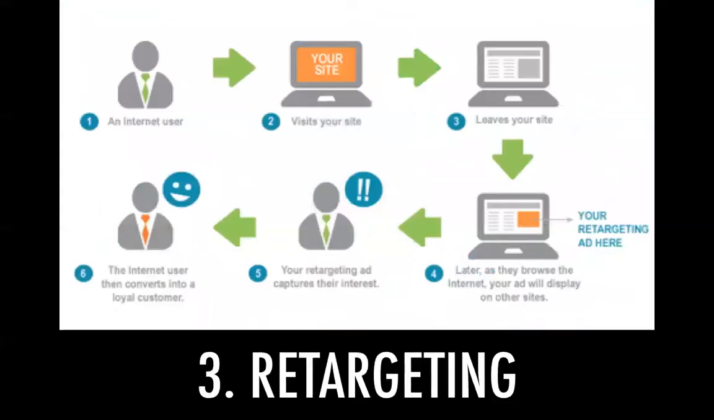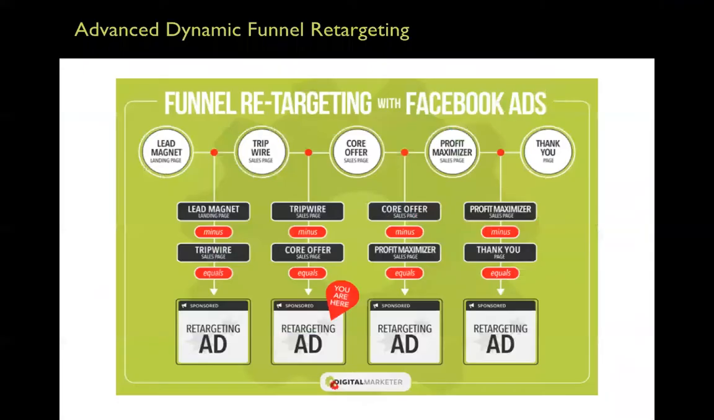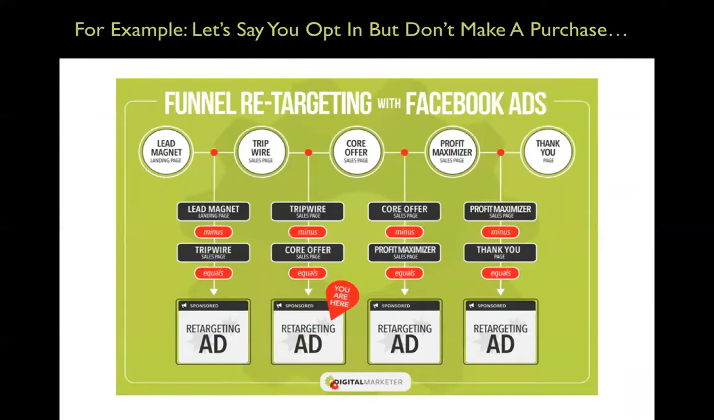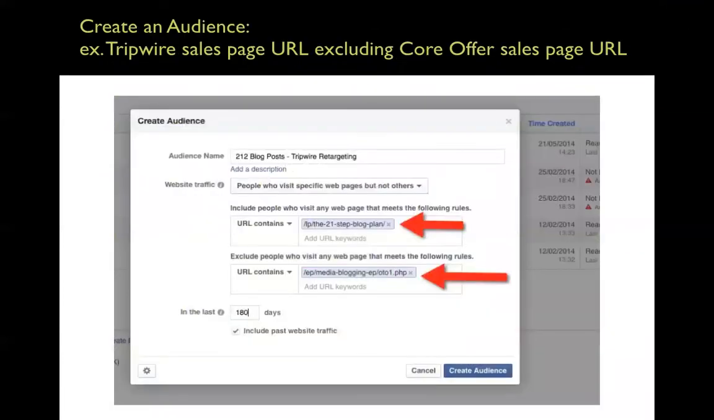Retargeting. So an internet user visits your website, they leave your website, later they browse the internet, your ad displays on Google or Facebook or LinkedIn or Twitter or Pinterest. It could be any of those. Your retargeting ad captures their interest, and the internet user then converts into a loyal customer. So here's the advanced dynamic funnel retargeting that we use. It's pretty simple. Here, for example, let's say you opt in, but you don't make a purchase. So I create a Facebook audience, a Tripwire sales URL that includes a core offer sales page.